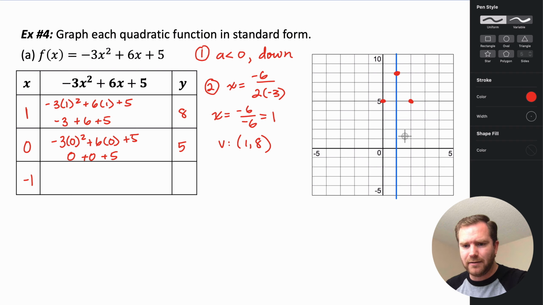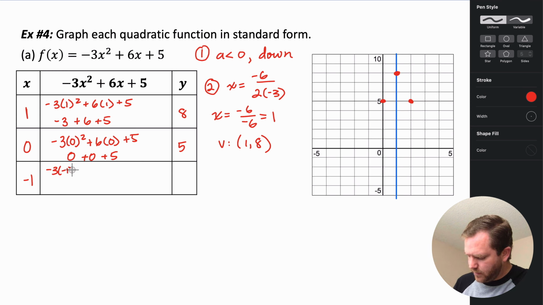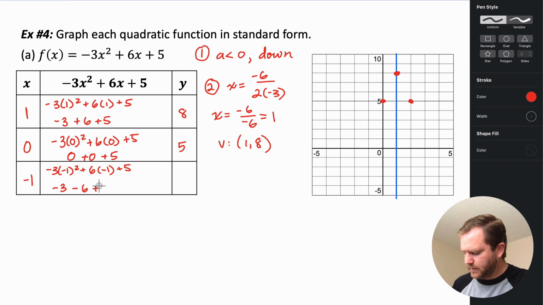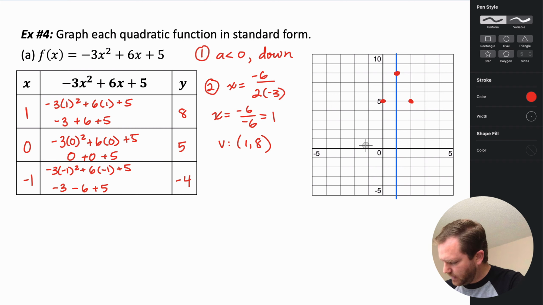Now you can always check that by plugging 2 into your equation, and you'll see that you should get the same y value. Okay, so let's try -1. So -3 times -1 squared plus 6 times -1 plus 5. -1 squared, -1 times -1 is +1, times -3 is -3. 6 times -1 is -6, plus 5. So that's -9. -9 plus 5 is -4. So we have (-1, -4) here.